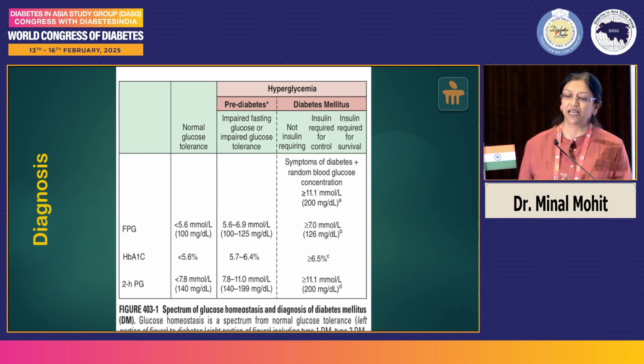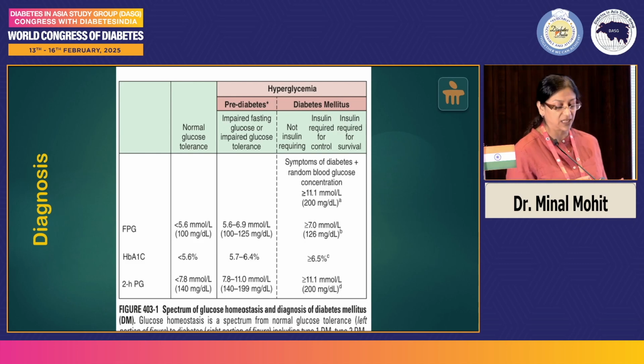Anything above that is frankly overt hyperglycemia, type 2 diabetes. So HbA1c above 6.5, fasting plasma glucose above 7, and 2-hour plasma glucose above 11.1. So that is how we diagnose diabetes.